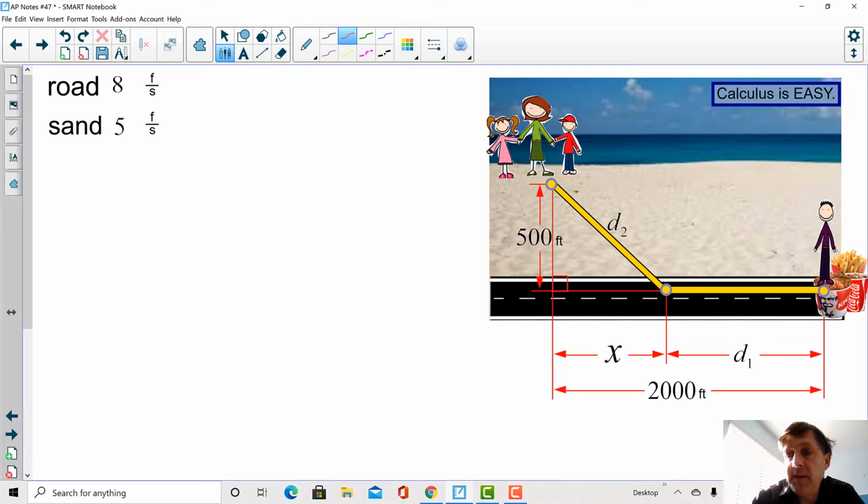Okay, I'm going to have to explain this example here. You can see you're at the beach with your family. You went to the snack bar and you got a bunch of good snacks. And now you're going to walk back, but you want to get back as fast as you possibly can.